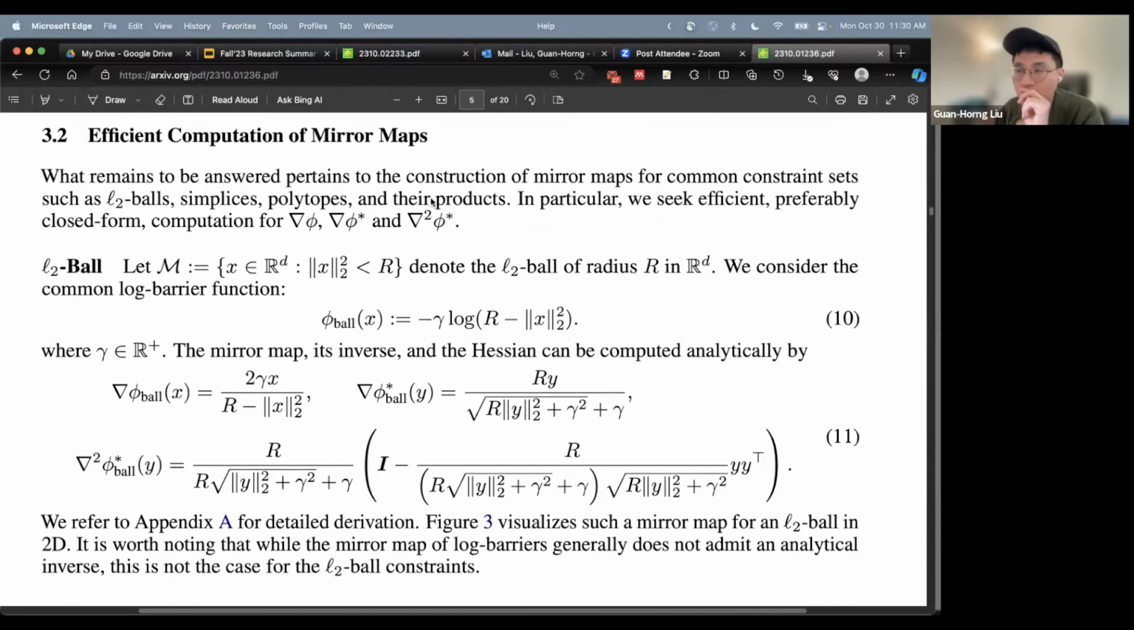So for the remaining time, I think we can quickly go over the paper. In particular, there's a huge portion that I skipped, which is how we construct those mirror maps.